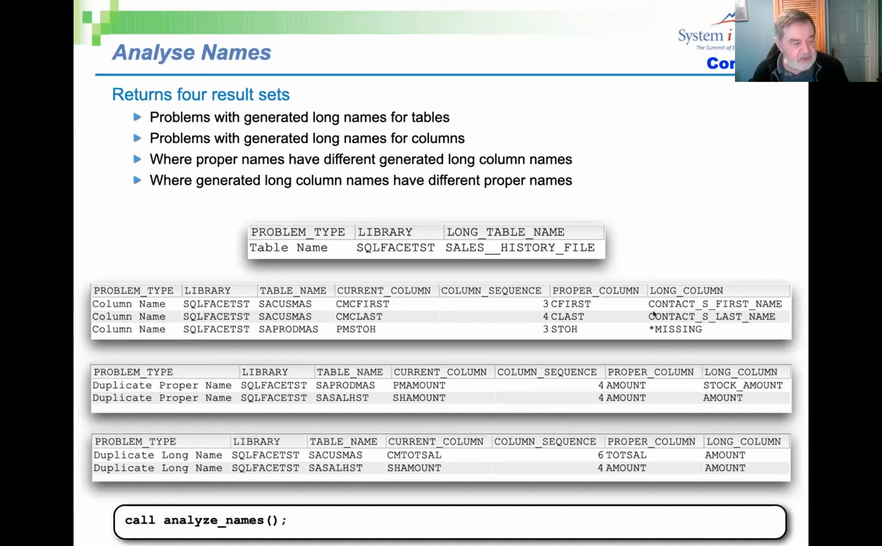Okay. And again, we get ones like here, the generated long names. So it's going, here, this contact underscore S underscore first doesn't look right. Or one where there was no name, so we get that missing value in there. Okay, other ones are where the generated long name is different for the same proper names. So here on 2 different files, I had amount, but on one file, okay, it got translated to stock amount. On the other, it was amount. So, inconsistency is what it's picking out. Or on this one here, the reverse of that, where there are different proper names, but the long name got to be the same. And again, it's saying, surely these should be different, okay?